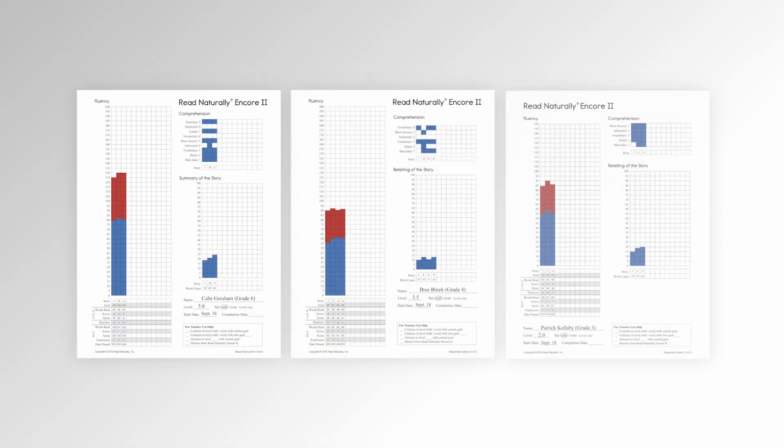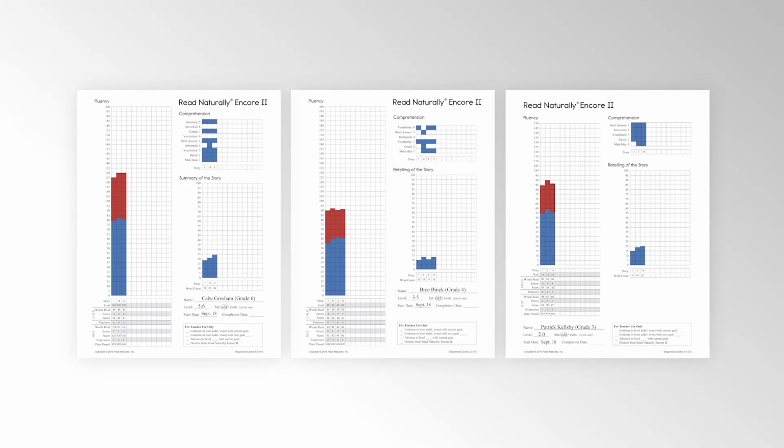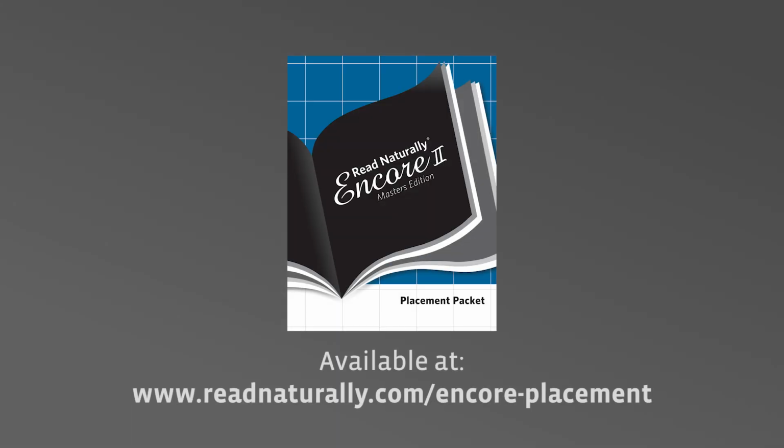You've just seen examples of how to check the initial level and goal for students who've completed 3 to 6 stories in Read Naturally Encore. See the placement packet for more information about checking initial placement.